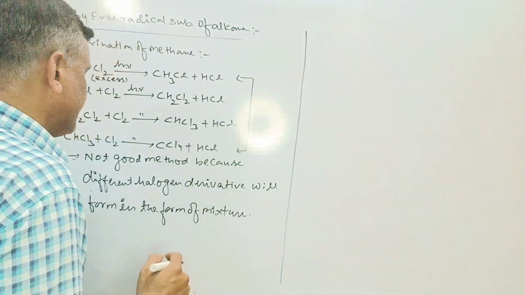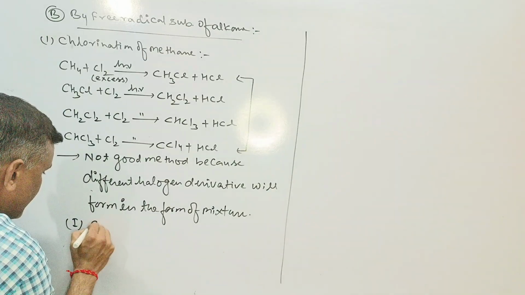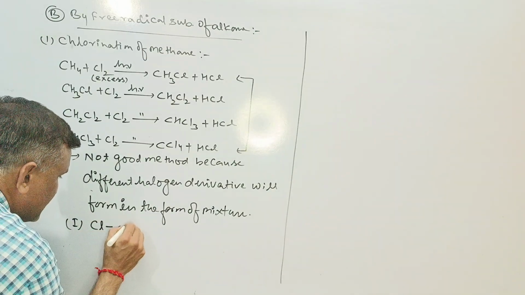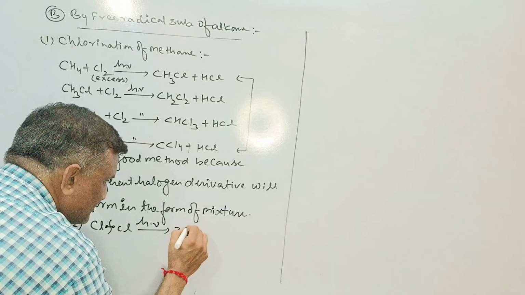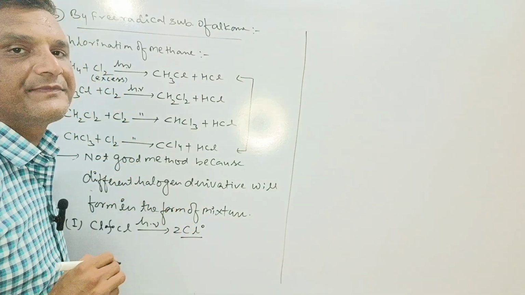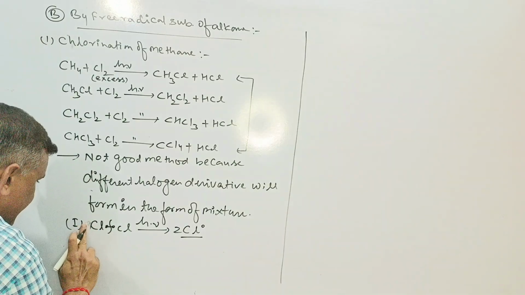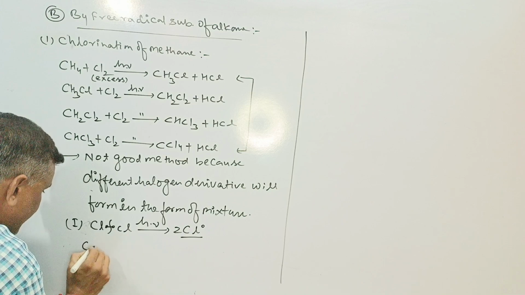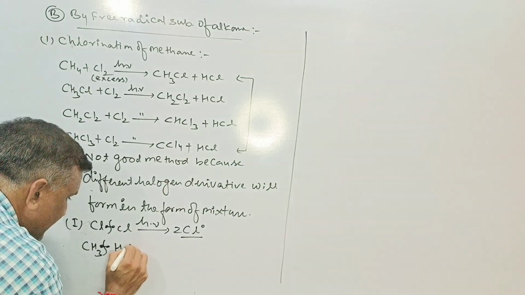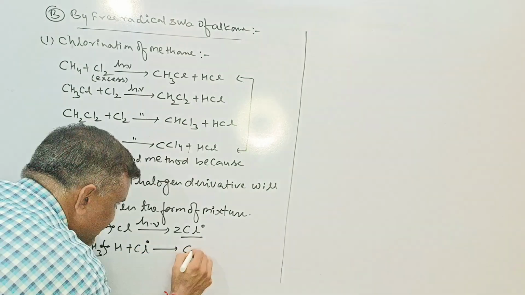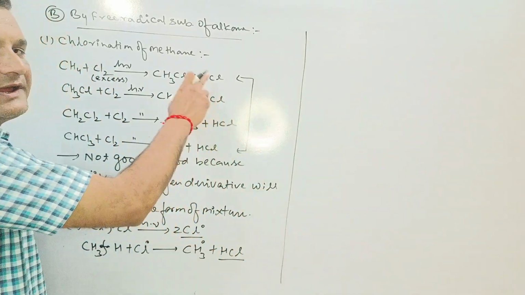If we go with the mechanism of the reaction, that is very important. This is the chain initiation step. First of all, this is Cl2. In the presence of hν, there will be homolytic bond cleavage, forming two Cl free radicals. This is the A step. Now in the B step, one of the Cl free radicals will attack methane, forming CH3 free radical plus HCl. This is the first HCl molecule.